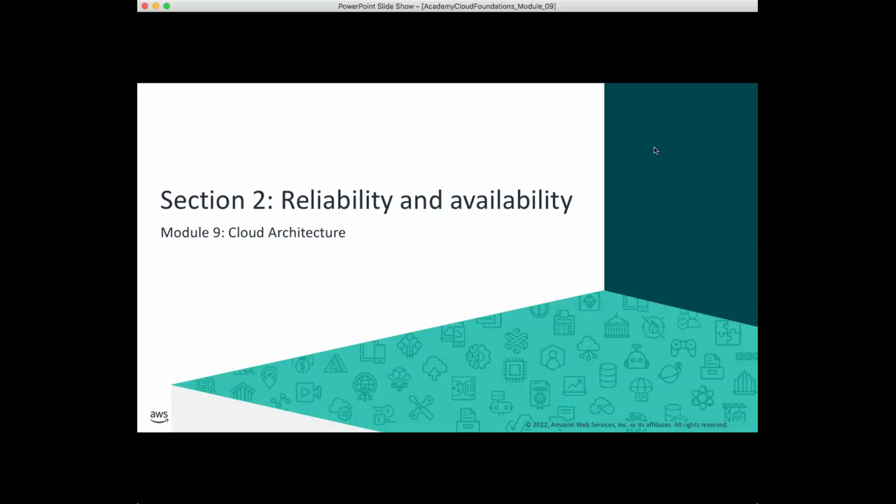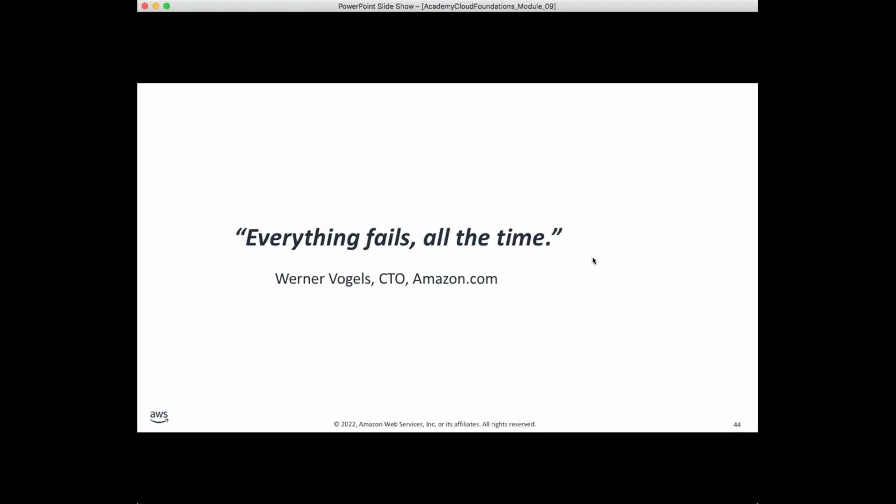Section 2 we are looking at today is reliability and availability within the cloud, in the module on cloud architecture. You can see a quote here: everything fails all the time. It's from Werner Vogels, Chief Technical Officer at Amazon.com. In his words, everything fails all the time.